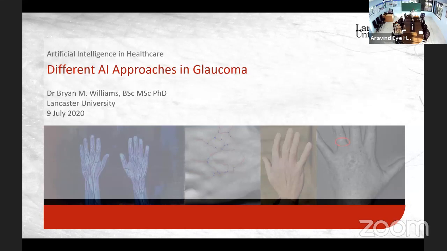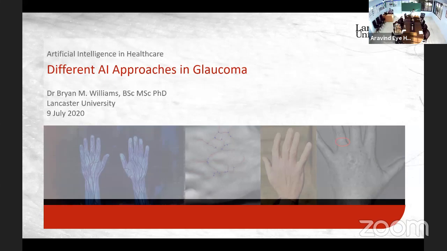One is on the different artificial intelligence approaches in glaucoma. This talk will be given by Dr. Bryan M. Williams from Lancaster University, who has worked closely with our collaborator, Dr. Gabriela, in artificial intelligence work related to glaucoma. And we'll also have Gabriela talk to us about the pros and cons of the different approaches in artificial intelligence.